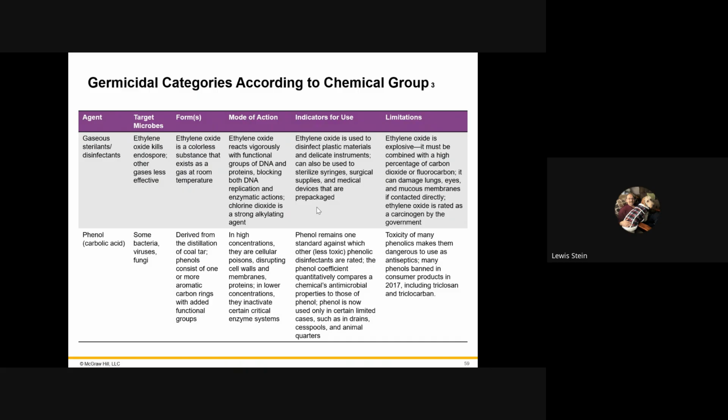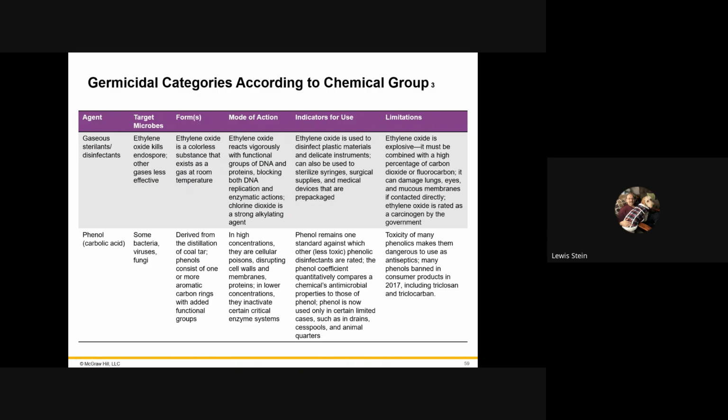And the poison gas is there for X number of hours, and then, because of safety for the people who are working there, it has to be sucked out of the room, contained, filtered, however they neutralize or contain it to destroy it. Okay. It's explosive, and this is why we do it. It's carcinogenic. It's damaging to the environment, with a high percentage of carbon dioxide or fluorocarbons. It can damage lungs, eyes, mucous membranes, rated as a carcinogen by the government.